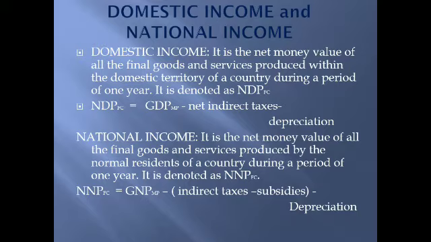It is denoted by NNPFC, that is net national product at factor cost. This net national product at factor cost is known as national income. So here all the goods and services produced by the normal residents during a period of 1 year. Normal residents means people living within our country, plus our people living in other countries, they also come under normal residents.